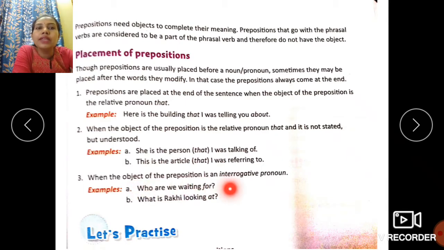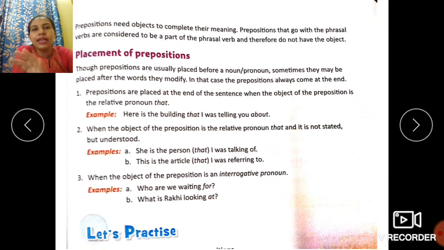Who are we waiting for? The "who" here definitely indicates or points to some person. The "who" therefore is an interrogative pronoun. Who are we waiting for? Therefore the preposition "for" is used for indicating the object which is expressed by the interrogative pronoun "who". Clear?